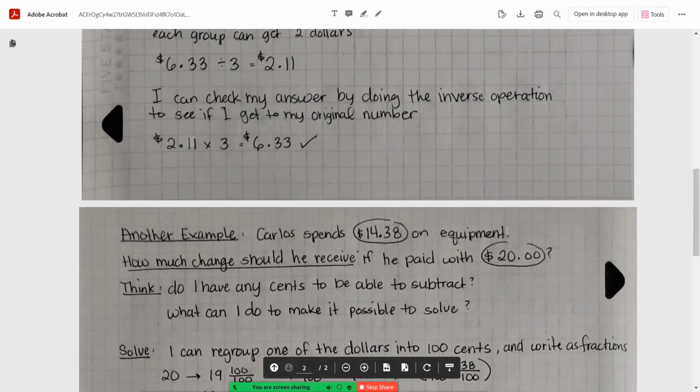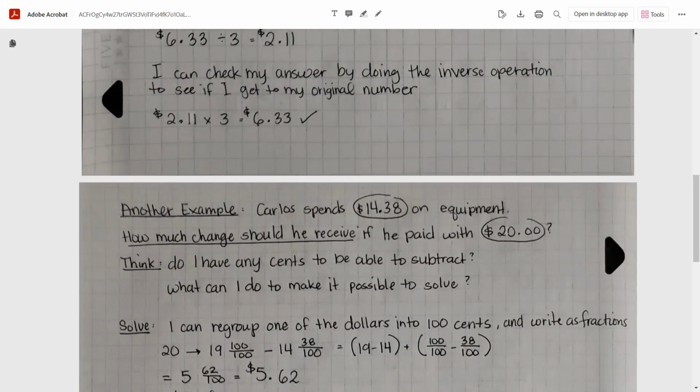So what can I do to make it possible? How can I subtract the 38 cents? So I'm going to do what I do in any kind of subtraction question, and I'm going to borrow. I'm going to decompose my 20 into $19 and 100 cents, which is going to be the same thing as saying $19 plus another dollar in coins. And then I'm going to subtract the $14.38.